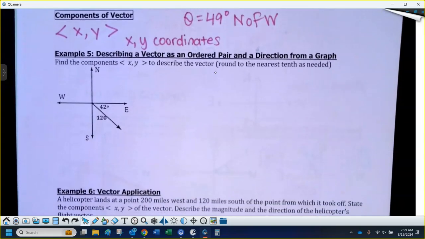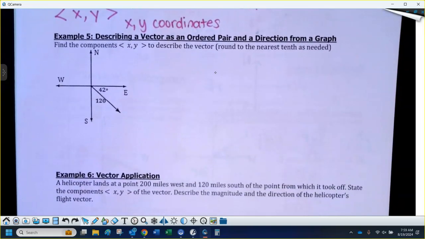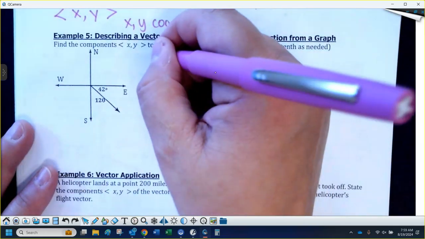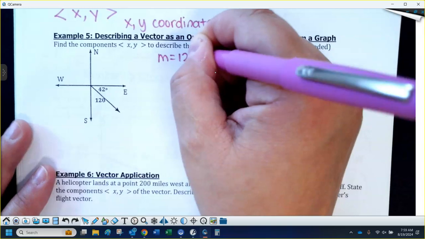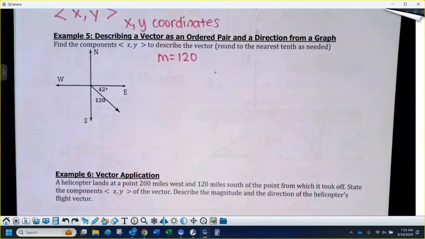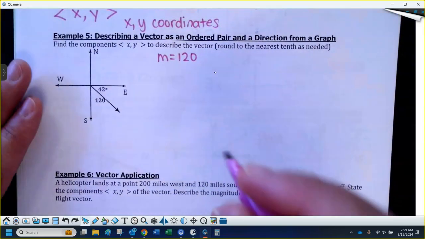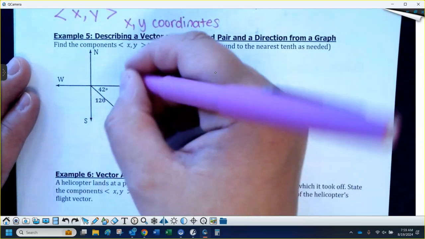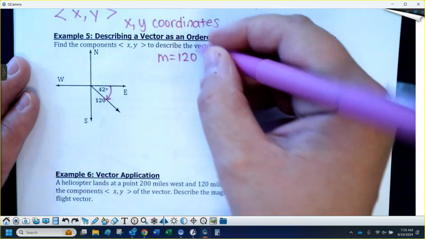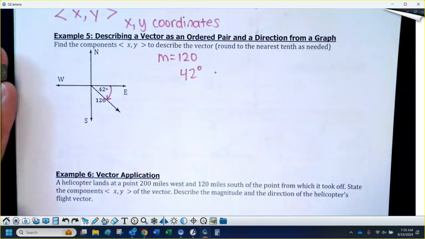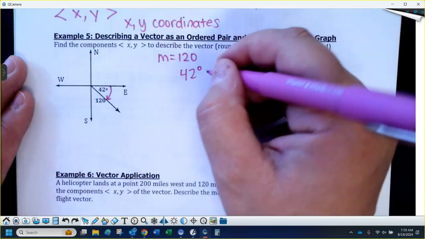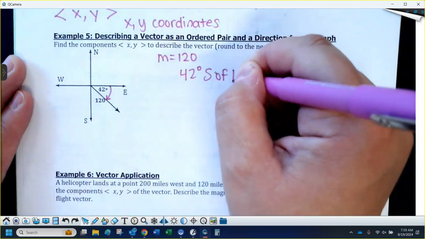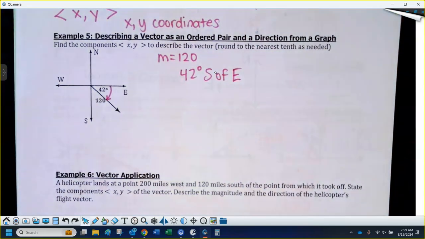So they give us a little bit different information in this lovely little picture. They actually give us the magnitude. Like I can see that right in the drawing, that 120 is labeling the length of the vector. And what would you guys tell me for the direction here? I've got 42 degrees. How would you describe that one? Southeast. South of east. Perfect. Okay, so I've got the magnitude and direction. What I don't know is where is this arrow pointing?